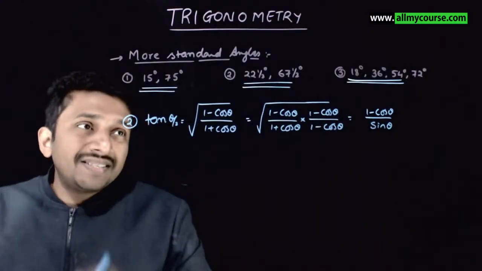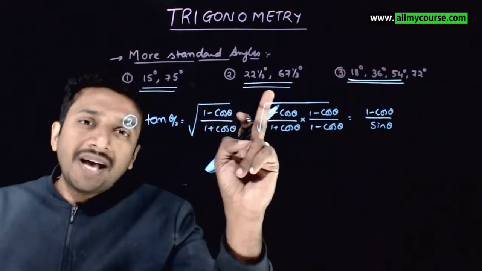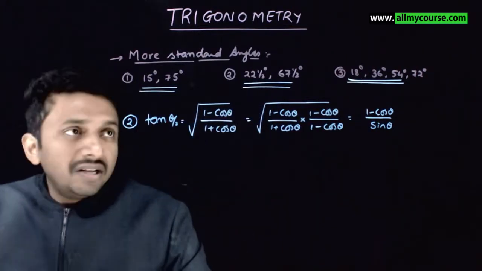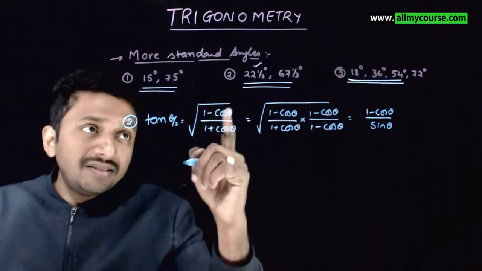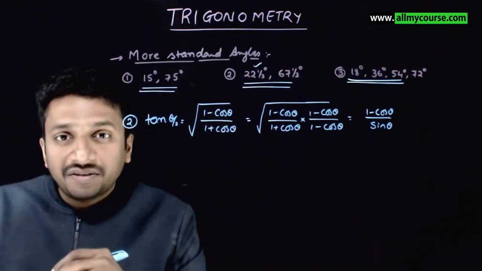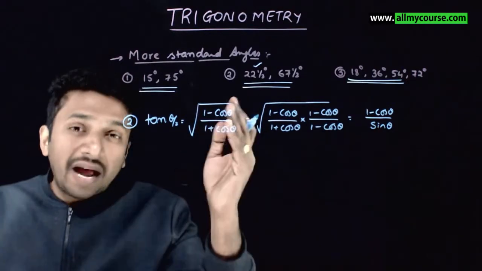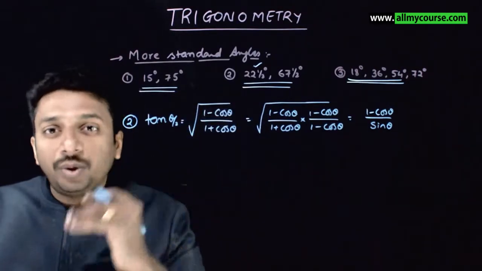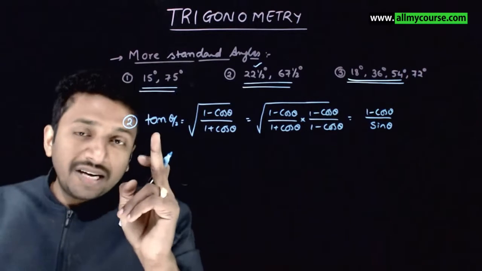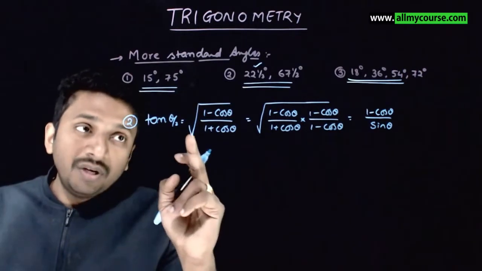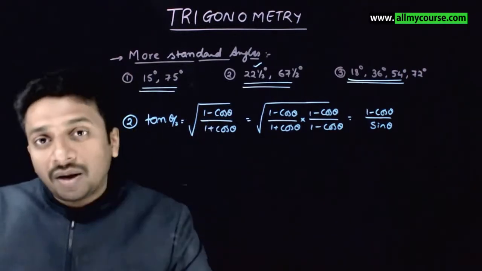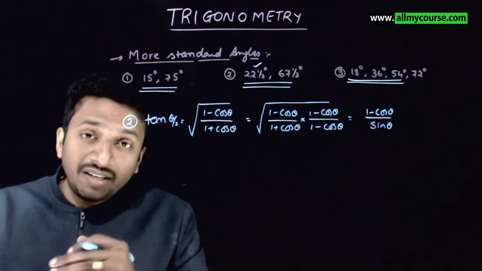Now let us go to the second set of formulas, which are 22.5 and 67.5. 22.5, as you can see, is half of 45 degrees, and we know the trigonometric ratios for 45 degrees. So we have to go from theta to theta by 2. I use the formula tan theta by 2 is equal to root of (1 minus cos theta) by (1 plus cos theta). How did I get this formula?